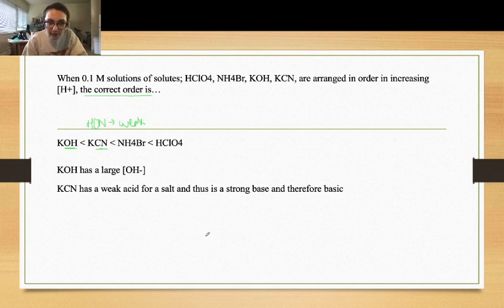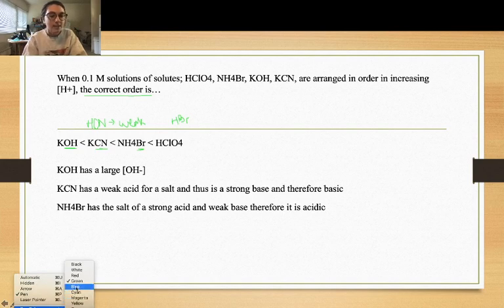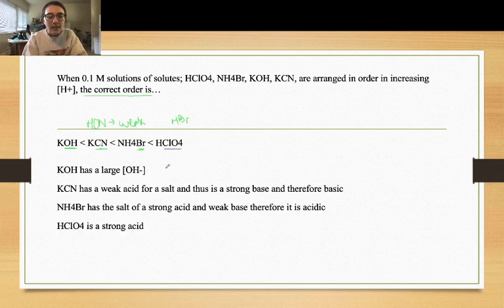Then I'm going to move to ammonium bromide. Bromide comes from a strong acid, and therefore it's the salt of a strong acid and a weak base. And because it's a weak base, the overall solution will be acidic. So HBr is a strong acid, and therefore the Br is overall going to be weakly basic, and therefore it's acidic. And then my hydrogen perchlorate is a strong acid.